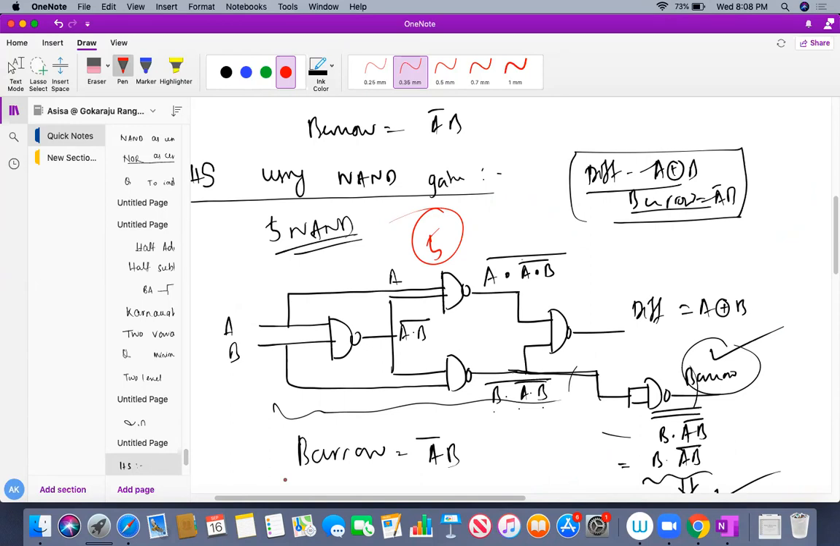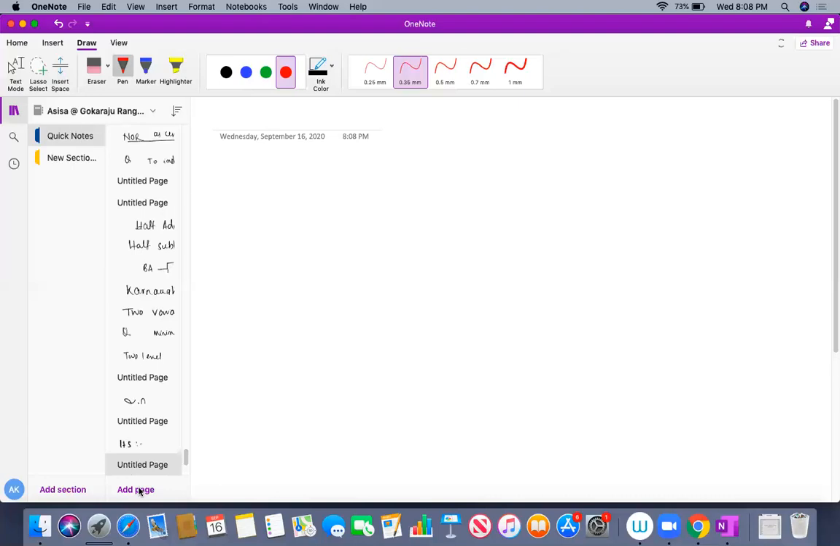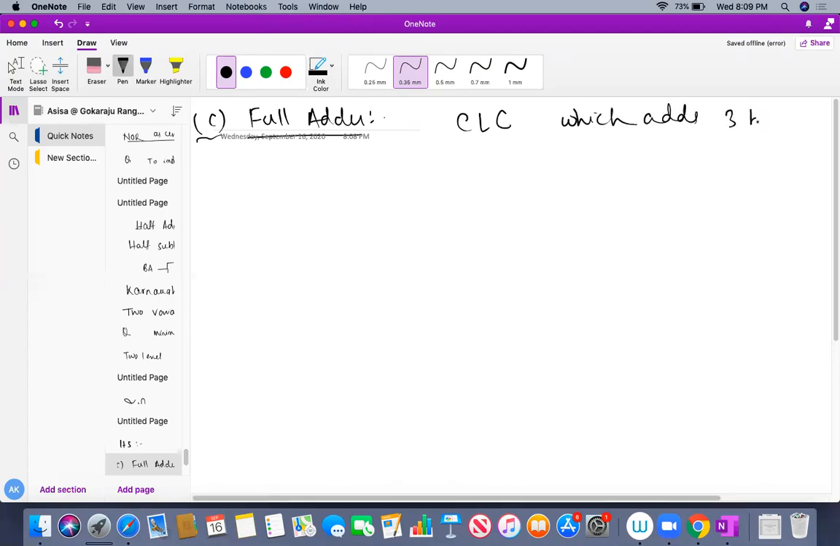So if you understand, we'll go to the next part of our syllabus, which is actually nothing else, the full adder. So what is full adder? Those who have doubt actually about the half adder, someone has asked actually. So full adder is the third number of combination logic. That's why I put a C bit here. So what is full adder? Full adder is a combinational logic circuit, CLC, which adds three binary bits.